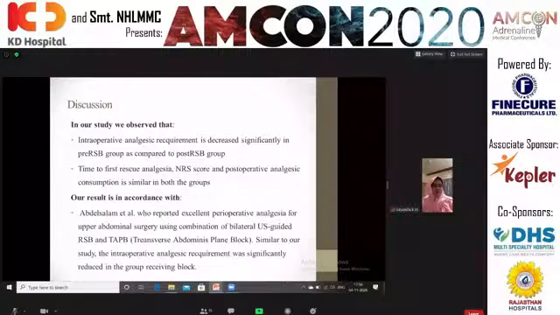Discussion. In our study, we observed that intraoperative analgesic requirement decreased significantly in the pre-rectus sheath block group as compared to the post-rectus sheath block group. The time to first rescue analgesia, analgesic score, and postoperative analgesic consumption were similar in both groups. Our result was in accordance with the study by Abdul Salam, who reported excellent perioperative analgesia for upper abdominal surgery using a combination of bilateral USG-guided RSB and TAP block. Similarly, intraoperative analgesic requirement was reduced in the group given the block preoperatively.